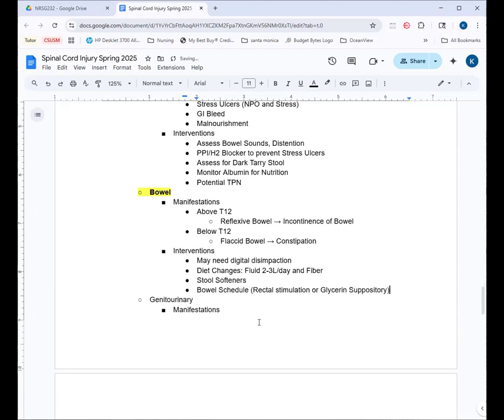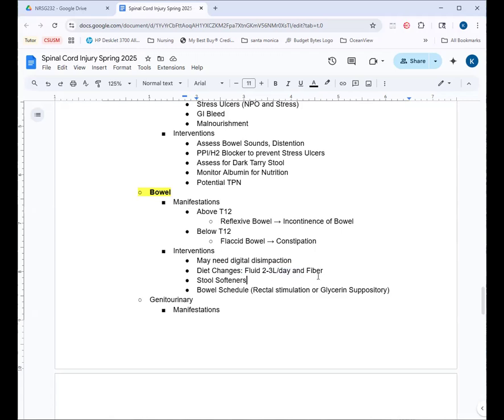Some interventions, depending how bad their constipation is, they may need a digital disimpaction. Good times. To be honest with you, I don't know if we as nurses have the capacity to do that. I think that's like an MD thing because you can end up causing vagal nerve stimulation. Doesn't mean you're not going to do it, but I'm just saying. Dietary changes, lots of fluids, some good fiber in there.